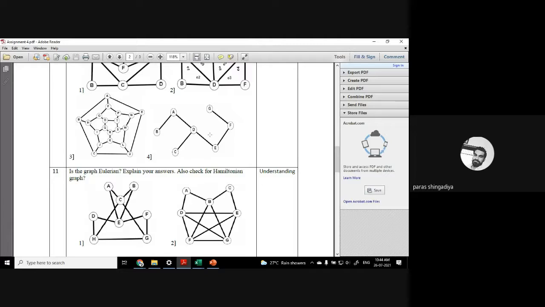Okay, what is the answer of the first one? Yes, have you done it? All of you have done it or not? Yeah, that is not a Euler.